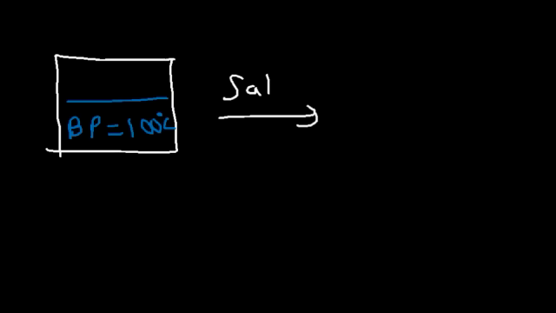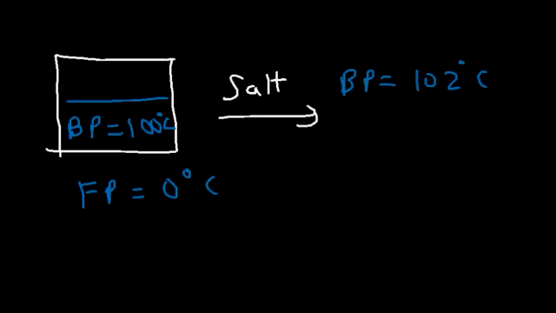So keep in mind, whenever you add salt to water, the boiling point goes up. So let's say if you have pure water, which has a boiling point of 100. Once you add salt to it, the boiling point could increase to like maybe 102. The freezing point of pure water is about 0 degrees Celsius. And if you add salt to that, the freezing point goes down. It could be like maybe -5 or -10, depending on how much you add.